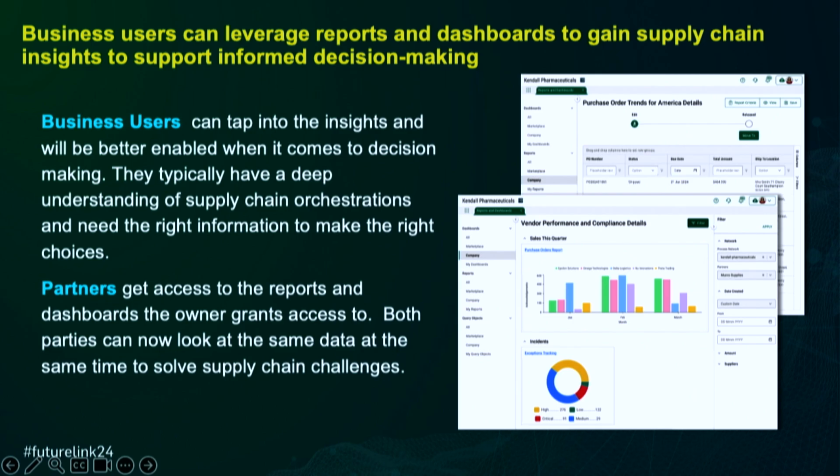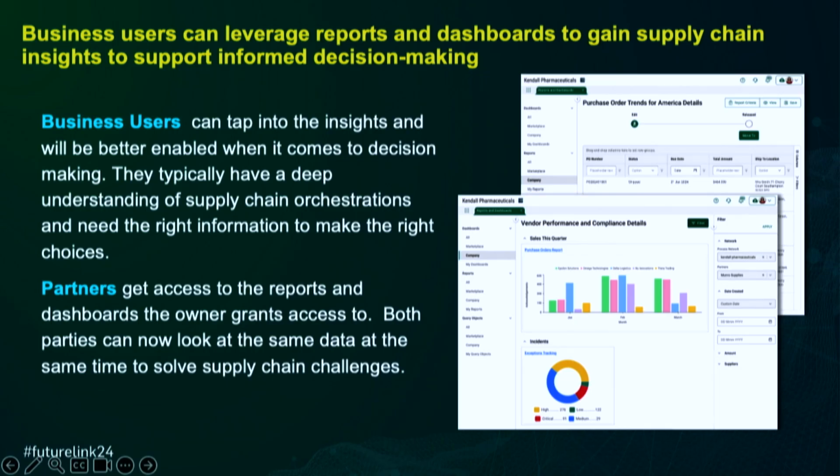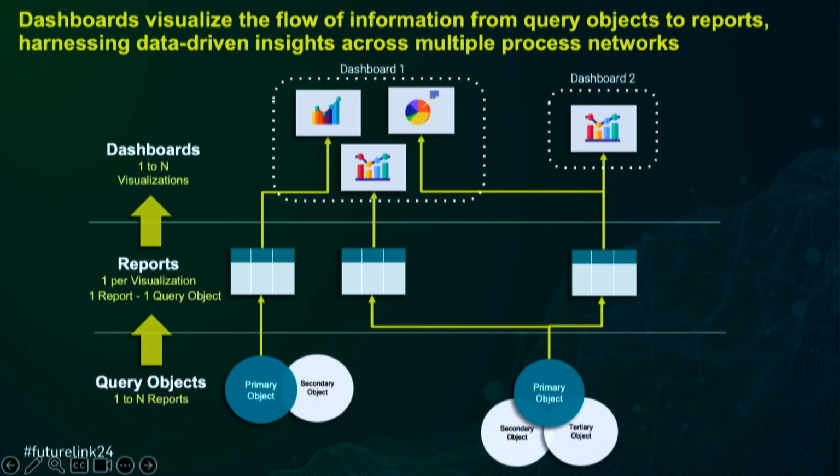Additionally, partners also get access to those reports and dashboards that the owner allows them to. So imagine being able to sit there with your partner, look at the same data at the same time to make those business decisions to solve those supply chain problems without having to wait days or weeks or giving them access to specific information. You pick the dashboard, the report that you want to share, and you enable that sharing. So we'll go into some of the details, and then we'll build up from there, and then we'll also have some demos here showing how this works in real life.